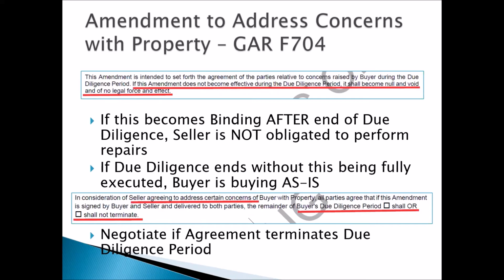I can have the property inspected by an independent home inspector. I can have the property inspected by a roofer. I can have it checked out for termites. I can check the zoning. I can check for flood insurance. I can check for traffic. Am I going to be able to make a left turn out of my subdivision crossing traffic during rush hour? Is there any road improvements planned?